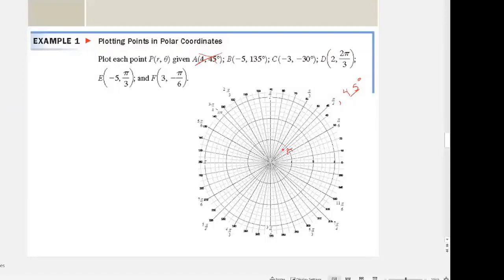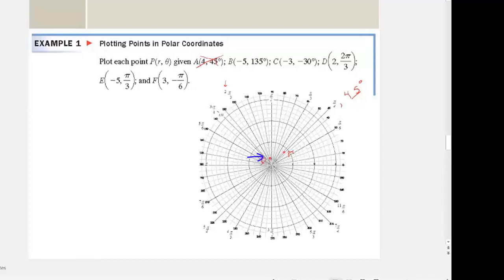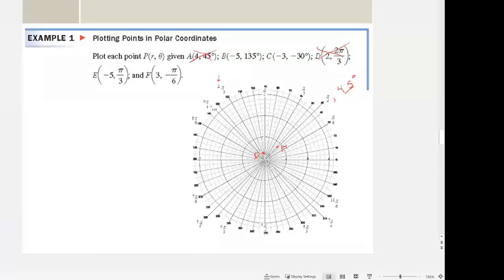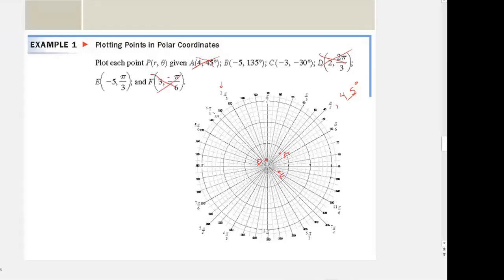So that's negative, negative. I'm going to do D next. So 2π/3. Well, that's right here, and I'm going out 2 from the center. And so we're going to call that D. And F, this is negative π/6. We're right here. 3 out would be approximately right here. And that's F. That takes care of all the easy ones. I do believe that that's not going to cause problems.